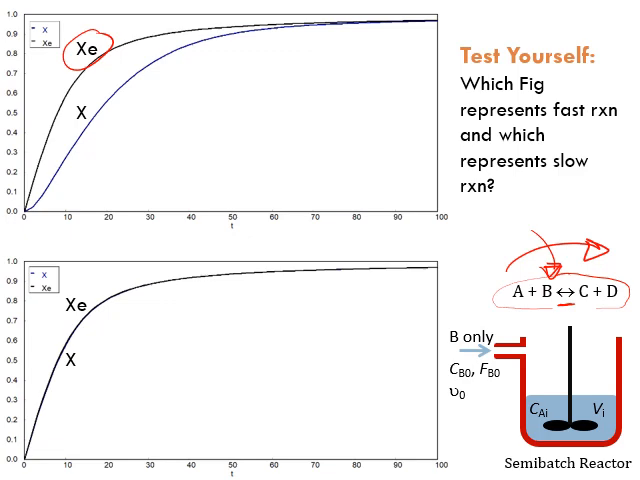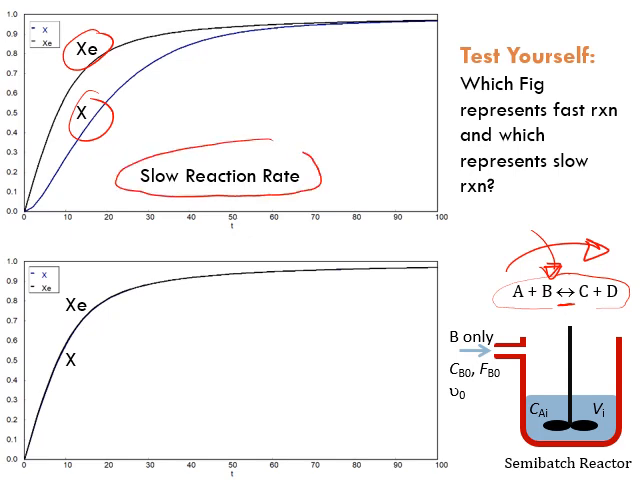So here it says which figure represents a fast reaction and which represents a slow reaction. So what do you think? Why in this figure does X superimpose on X_E? Why is the value of X equal to X_E? What do you think? And why here is X lower than X_E? Well, simply because here the kinetics is very slow, right? So you're always below X_E except for the end here.